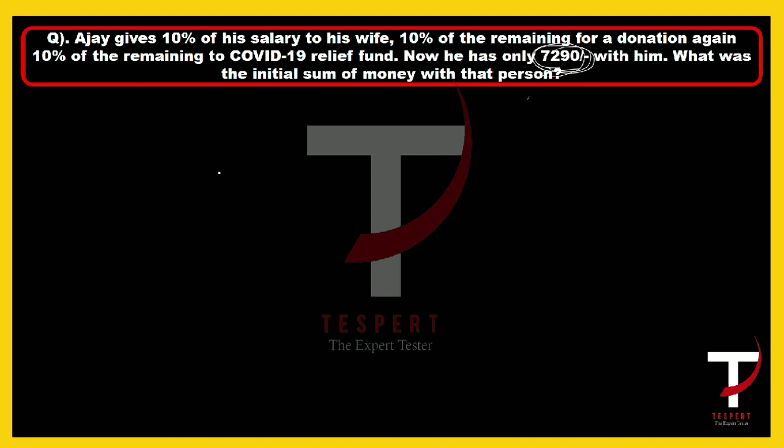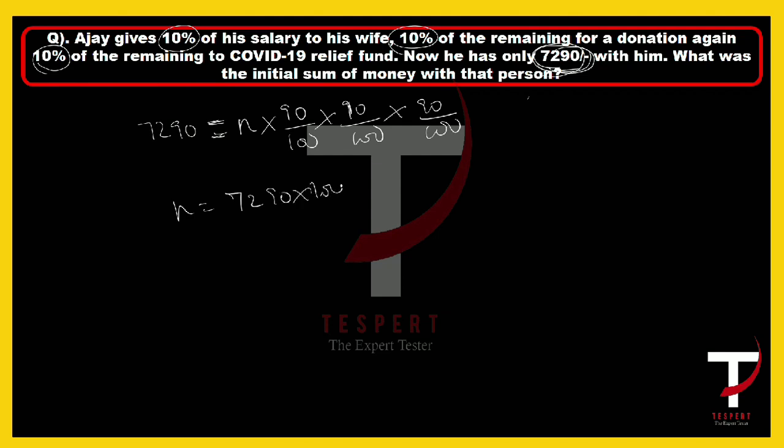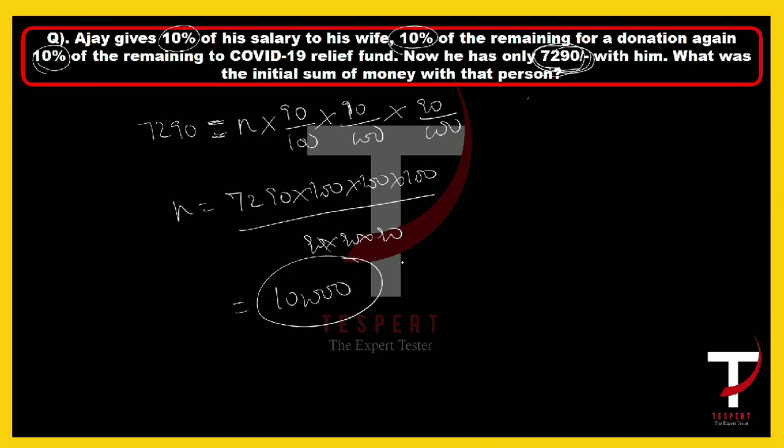Use the same method to calculate. So the remaining amount we have is 7290, which is equal to, let us assume the initial amount to be n, into, 10% he spent, so the remaining is 100 minus 10, which is 90 by 100. Again he spent 10%, so 100 minus 10, which is 90 by 100. Again he spent 10%, so the remaining is 90 by 100. So n will be equal to 7290 into 100 into 100 into 100 by 90 into 90 into 90. Just calculate, and you will get 10,000 as the initial amount.